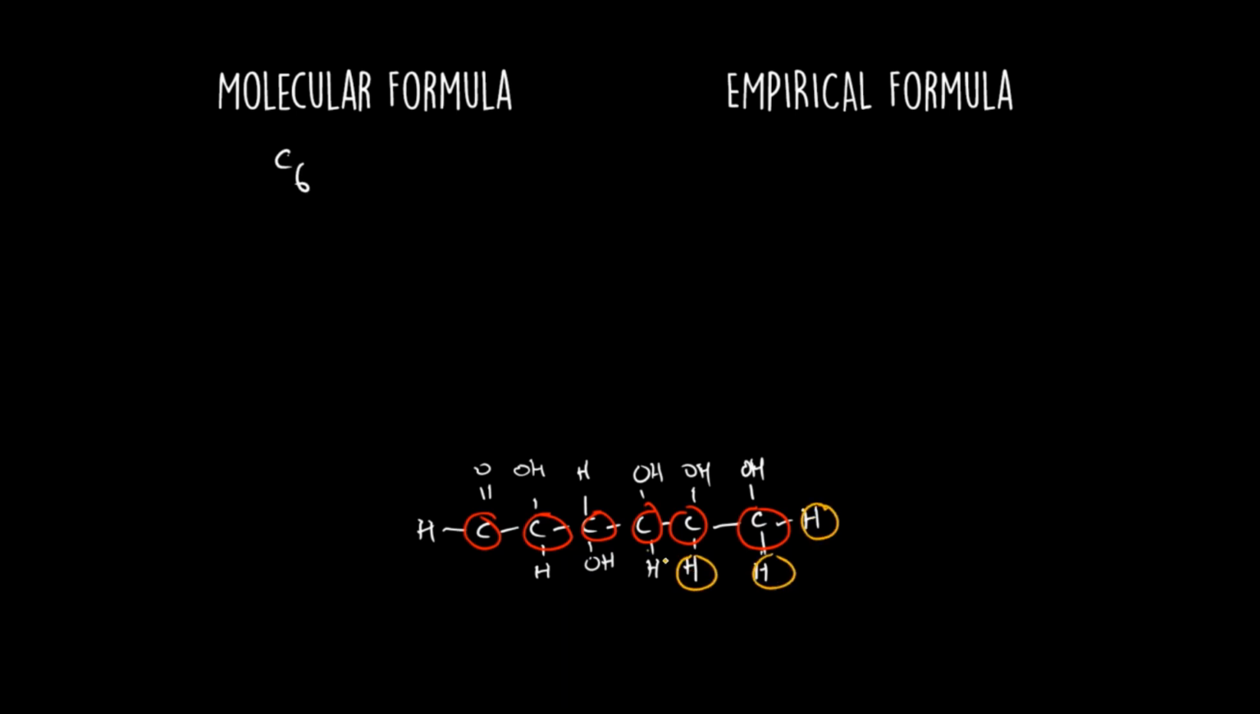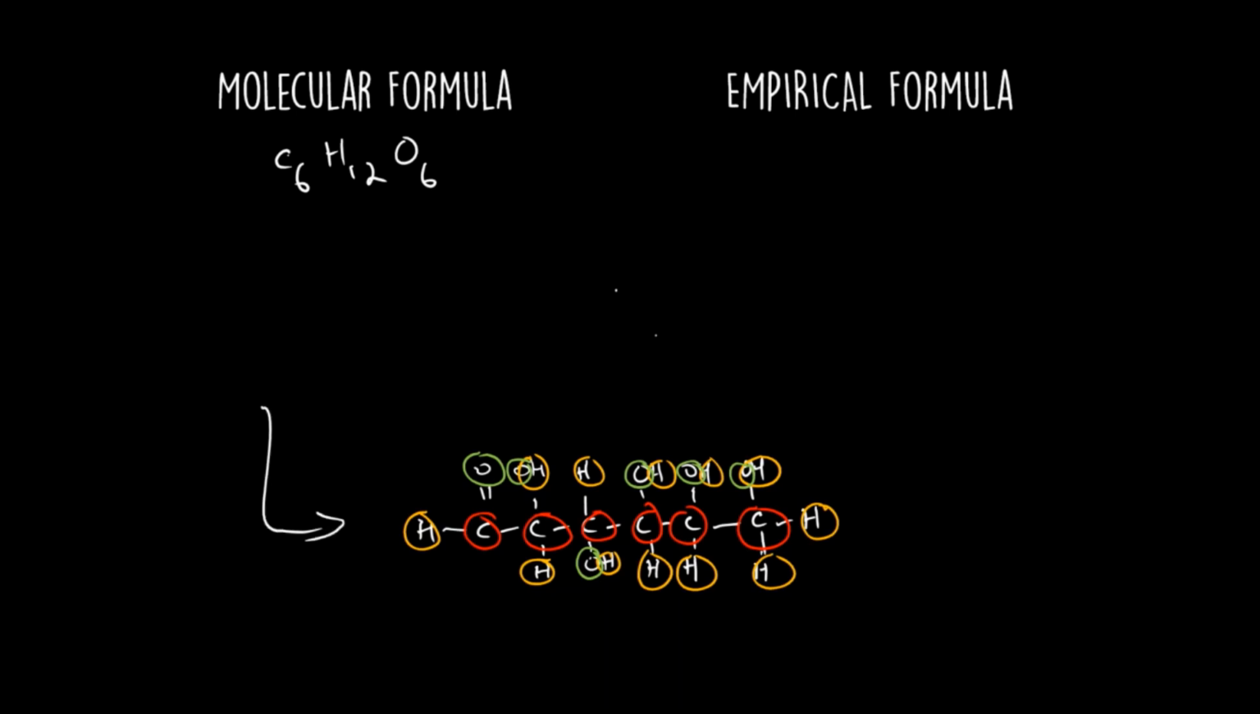1, 2, 3, 4, 5, 6, 7, 8, 9, 10, 11, 12. H12. And then how many oxygens do we have? 1 here, 2, 3, 4, 5, and 6. That's C6H12O6. That is actually your glucose molecule. This right here, my friends, is glucose, your monosaccharide.